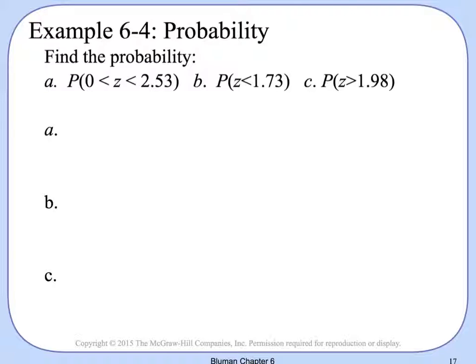So I want the probability that z is between 0 and 2.53 for letter A. This one's the probability that z is less than 1.73. Or I can put equal to's on any of these. It doesn't really matter. You don't actually do a number lower than this. It's less than or equal to, or is less than, because that value is just kind of my cutoff. And then greater than or equal to 1.98. You don't need to go to the next number up. It's the same. It's going to be the same thing if I put this here because it's continuous.